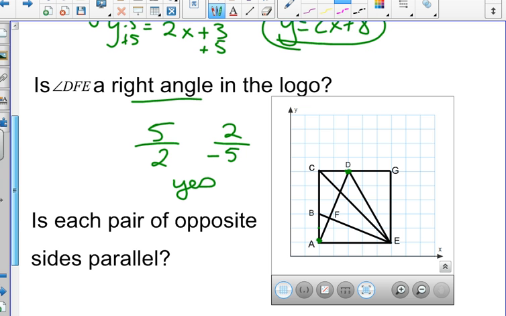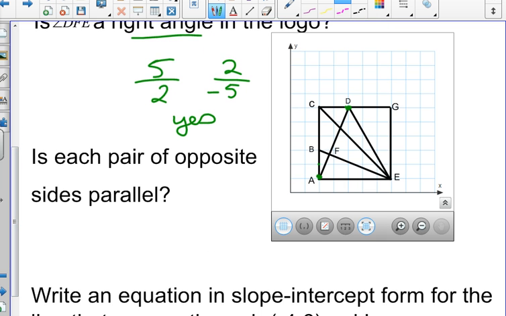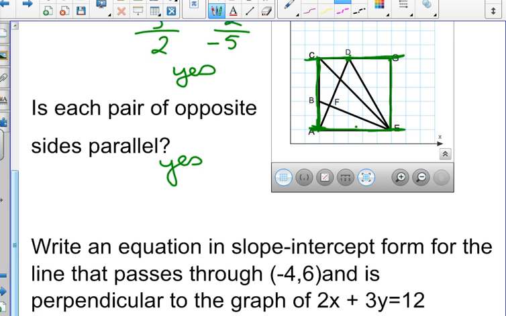Yes. Okay, is each pair of opposite sides parallel? Opposite sides of this parallelogram, or this logo, this side and this side, are they parallel? Well, yes, because they form right angles with these lines here. And therefore, these are also parallel because they form right angles. So yes. And we can tell that they form right angles because the little blocks show that they do. They go through those points.